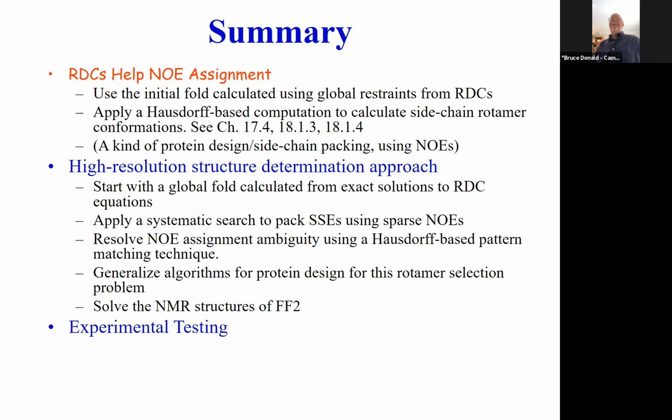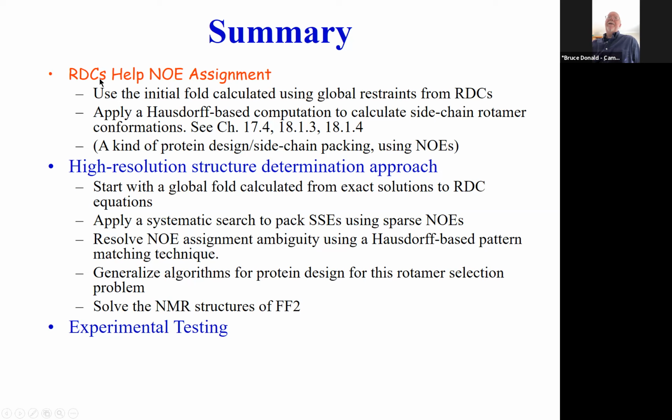Some of the lessons of this are that RDCs not only define structure, they actually help assignments. If you can define this structure, and you have an NOE you're attempting to assign, you can see if that distance restraint is compatible with your structure. I think this is a nice insight. It's well known that structure can help with NOE assignments, but having the RDCs directly derive this is nice because then your assignments are globally referenced.